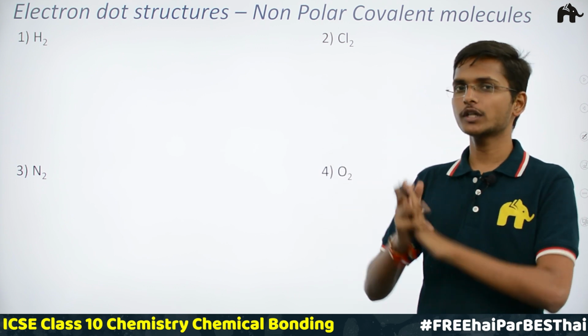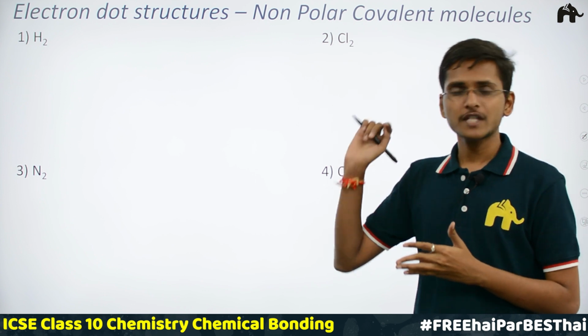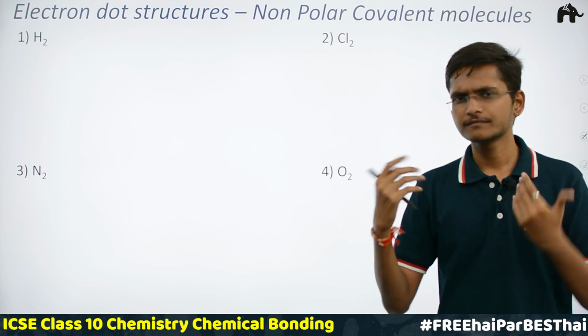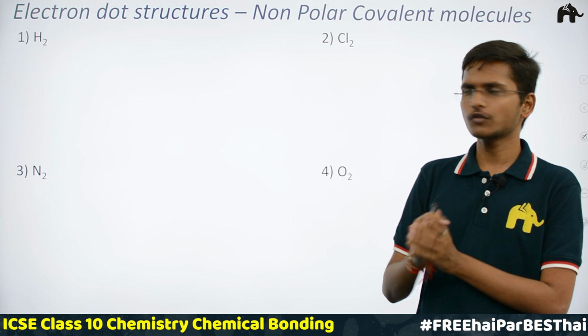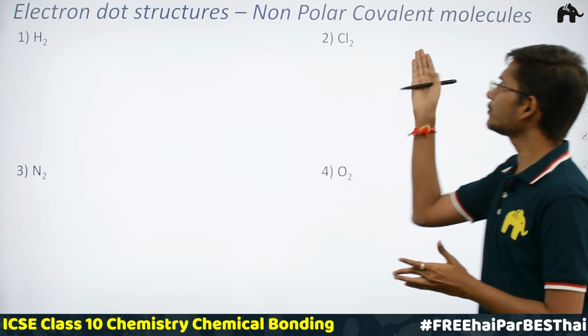So, till this point, we have studied the basics of covalent bonding and some important concepts of covalent bonding as well. Now we are moving towards the crux of this chapter, the electron dot structures of covalent molecules and covalent compounds. First, we are going to see the electron dot structures of non-polar covalent molecules.